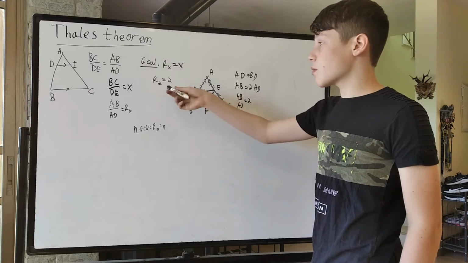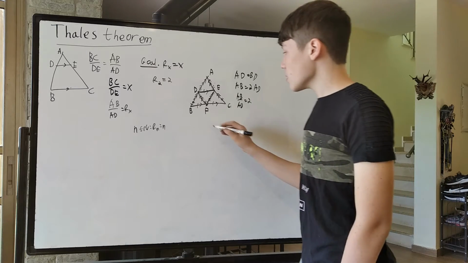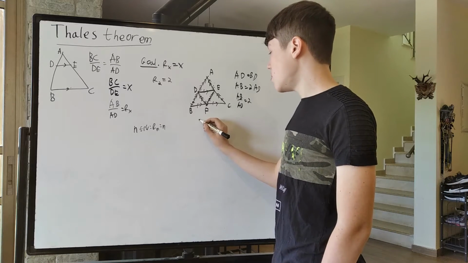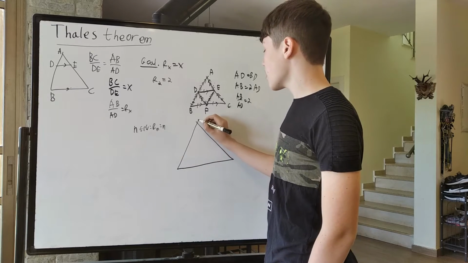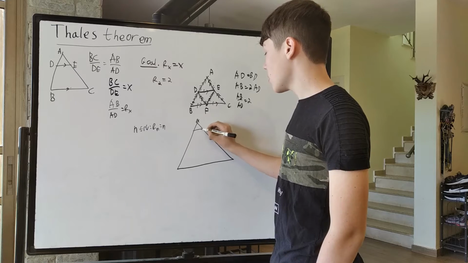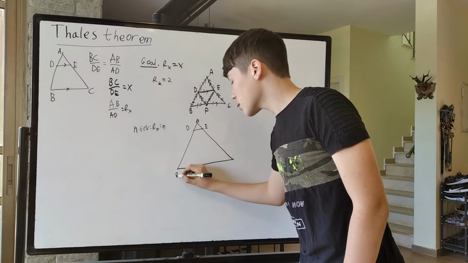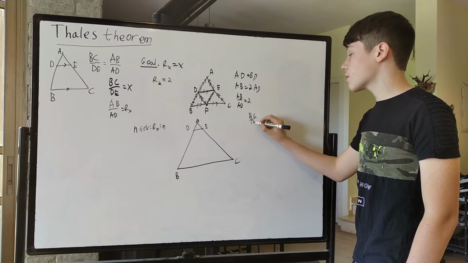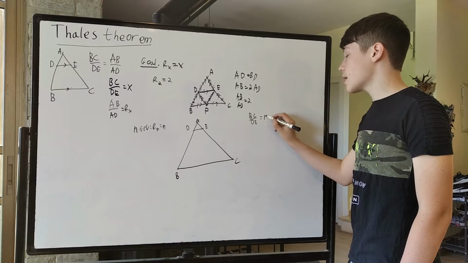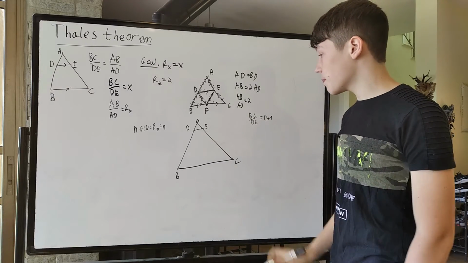n equals 2 is our base case, which we already proved. Now let's begin. So assume we have our triangle. This is A. This is DE. This is BC. And we know BC over DE is n plus 1. We need to show AB over AD is n plus 1.